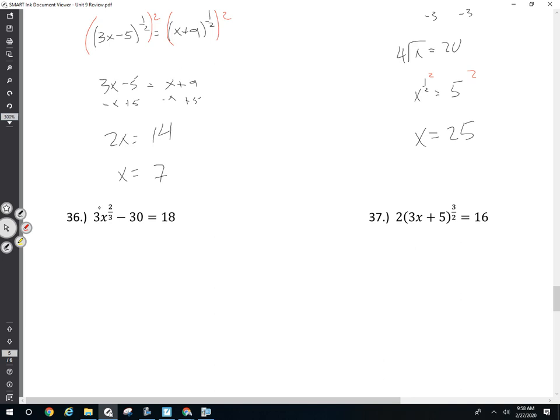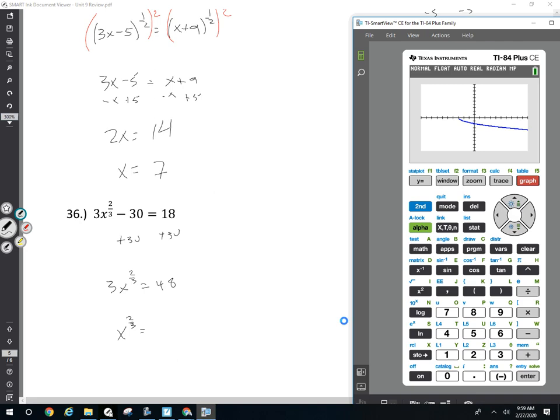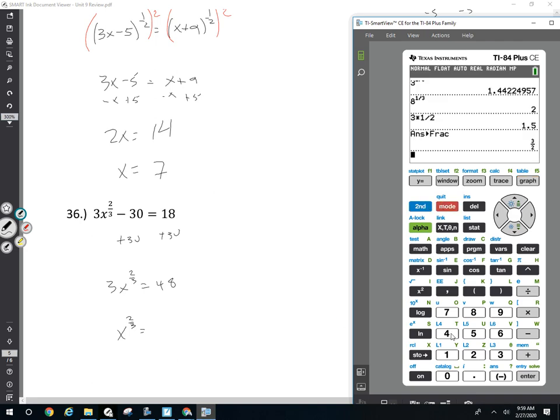Fractional powers, the same deal. Isolate the power and add 38. Okay, so I got 3x to the 2/3 equals 48. I'm going to divide by 3. I got x to the 2/3 equals 48 divided by 3. You're probably using your calculator for this, right? 16. Okay, now what do I do?